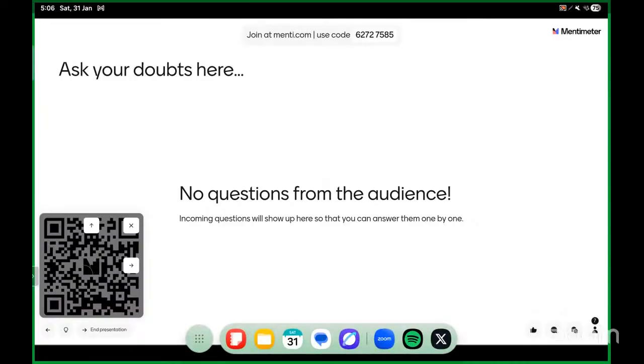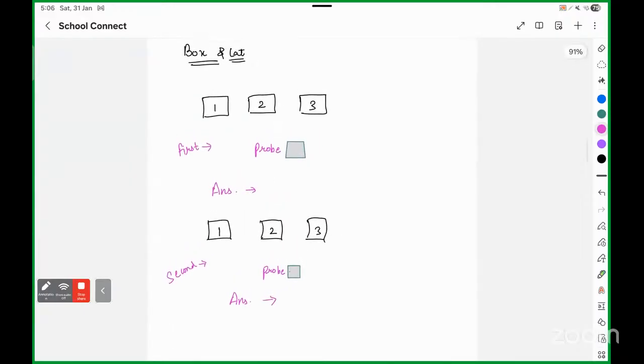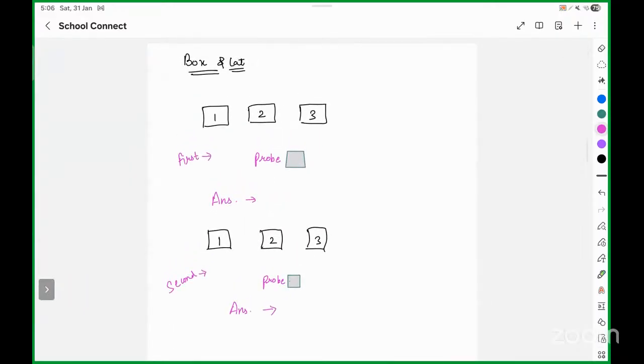Okay, so let us start. Today we'll start with the week 3 session that we have left, which is box and cat. Let me explain what the game is. There are n number of boxes. For example, here there are 3 boxes, and the cat is hiding behind one of them. Whenever you pick a box, if the cat is there, you have found the cat, congratulations. But if the cat is not there, then the cat will move to an adjacent box.